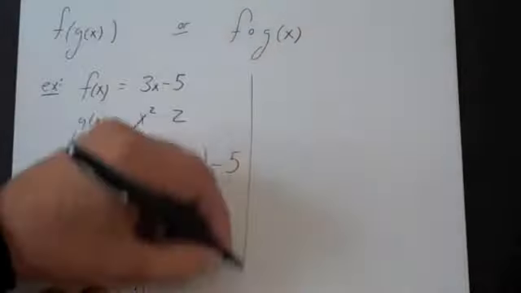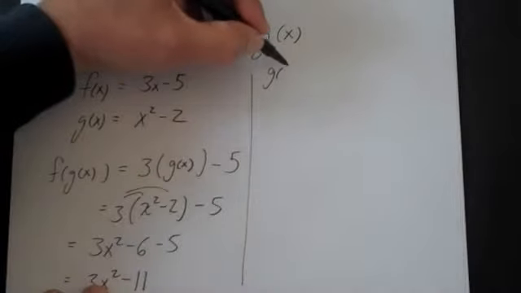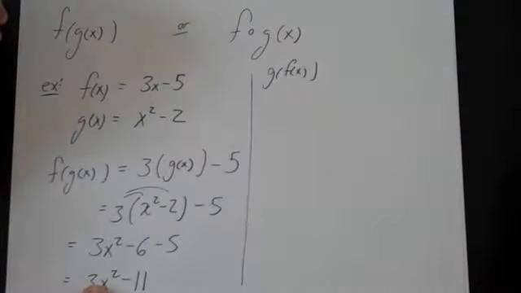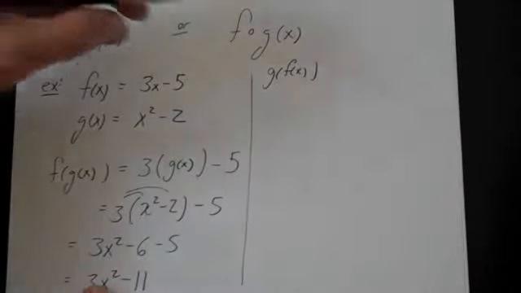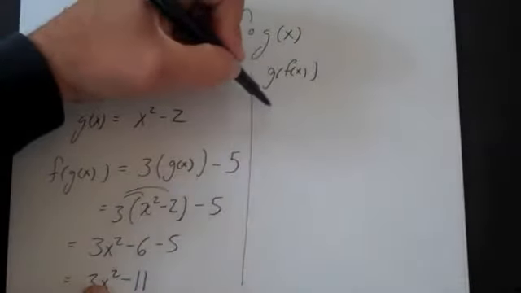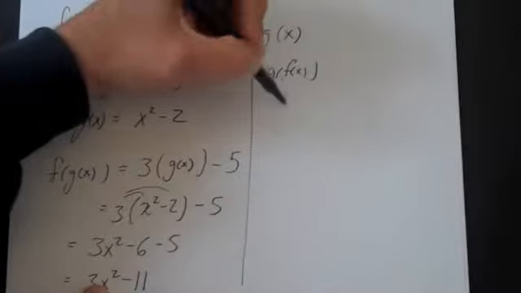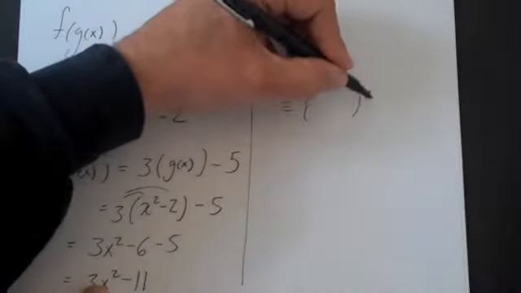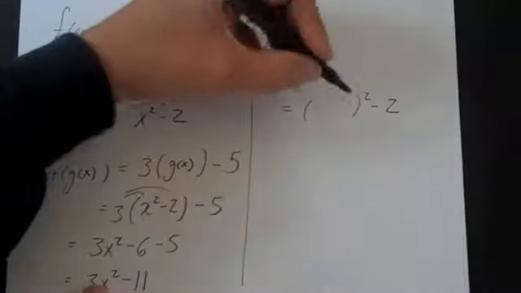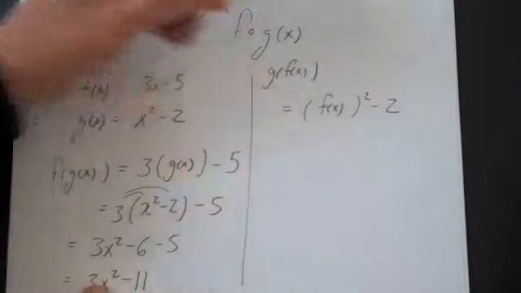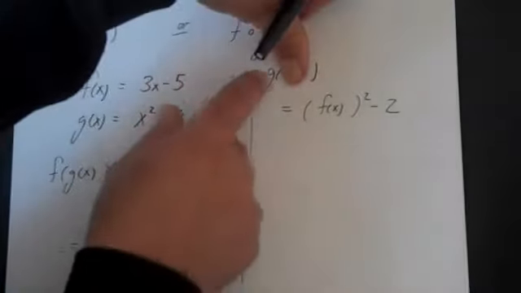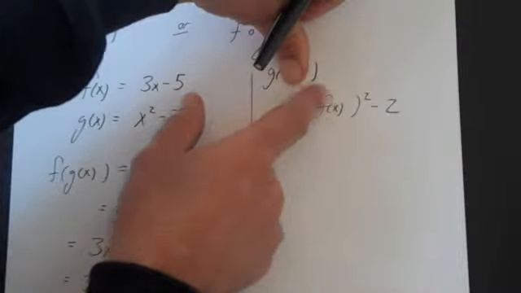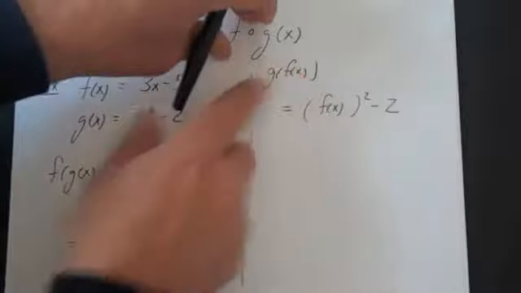So now let's look at g of f of x and see if it's the same. In fact, it won't be. So in this case, we have g of f of x. That's equal to g, which is something squared minus 2. And what's that something? That something is f. Same thing: if it was g of 9, you'd put a 9 there. If it was g of 4, you'd put a 4 there. Since it's g of f, you would put an f there.